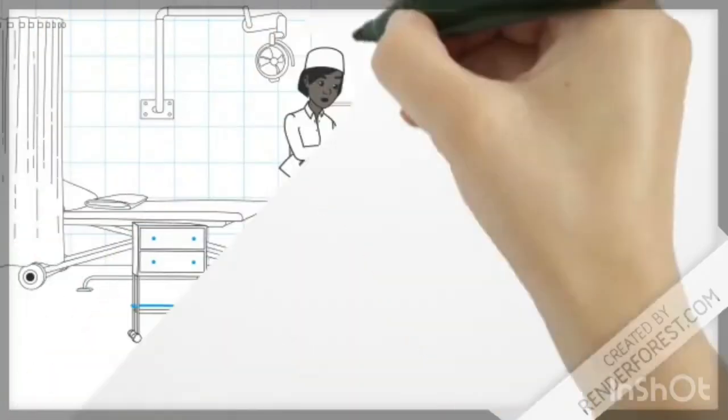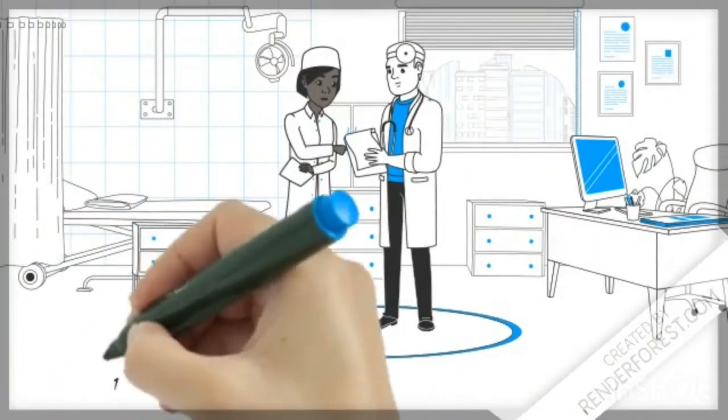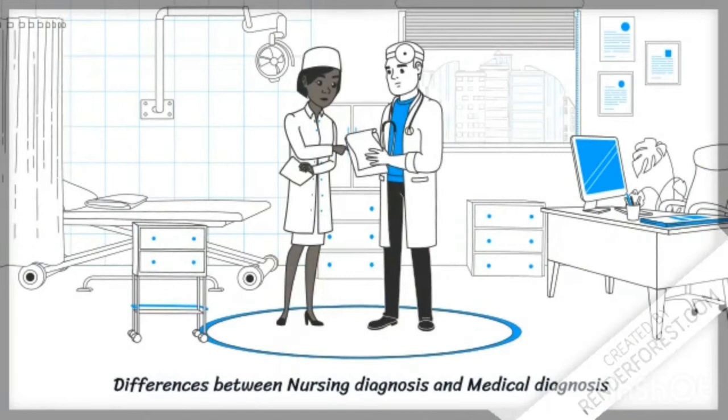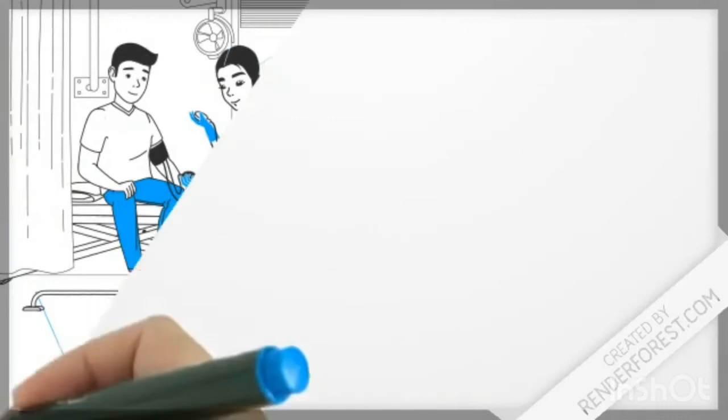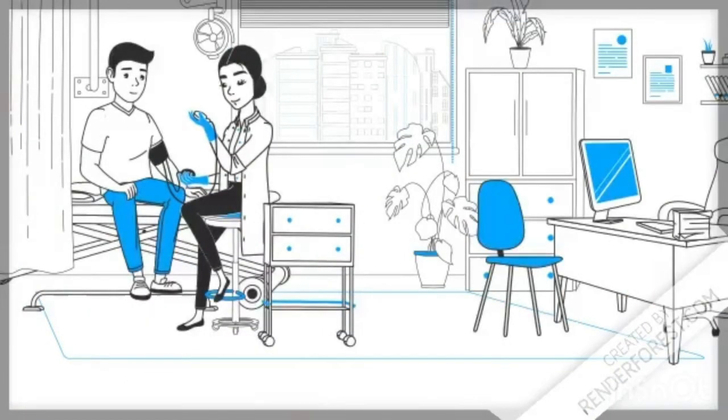So then what is the difference between a nursing diagnosis and a medical diagnosis? Basically, the main difference is that the nursing diagnosis is directed towards the patient or the individual and his or her physiological and psychological response. So the nursing diagnosis focuses more on the patient than the patient's problem or the patient's condition. Okay, but the medical diagnosis focuses on the disease or the medical condition.